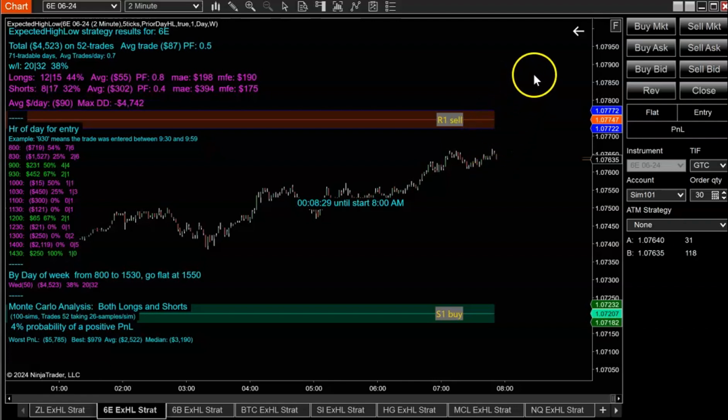So these breakouts from R1 are pretty significant. Same thing with the longs. If we hit the buy level, we have 12 wins and 15 losses, so 44% win rate. So the 6E, when it trends, it's a mover. Again, we've got 50 Wednesdays that actually had trades in them. And if we just follow these signals, we're losing 4,500 bucks. So that's pretty significant.